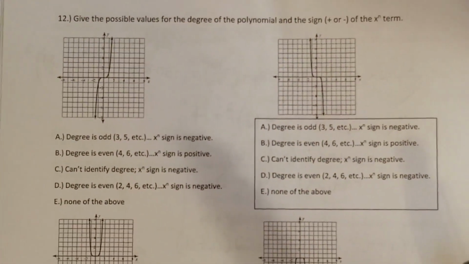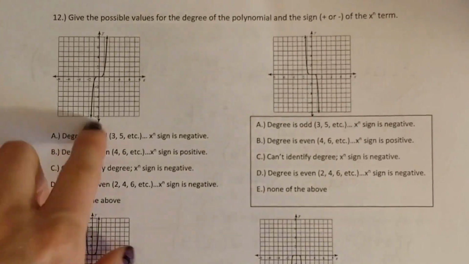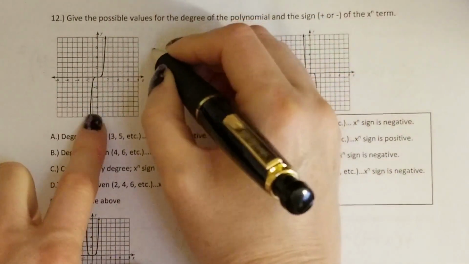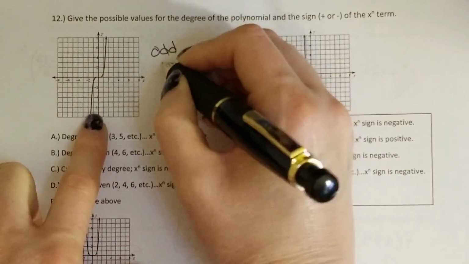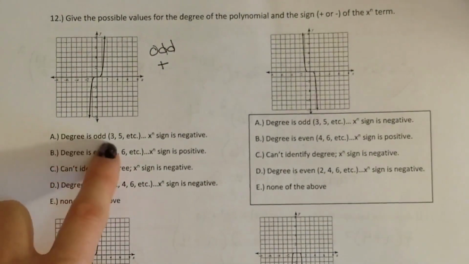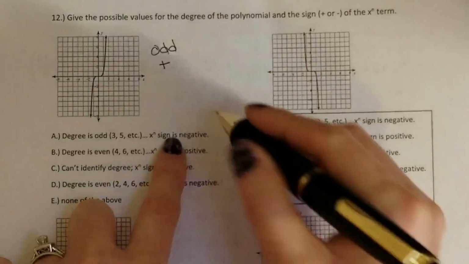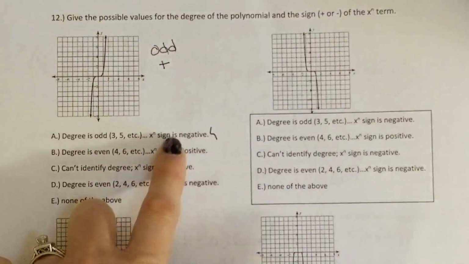Okay, number 12. Give the possible values for the degree of the polynomial and the sign, positive or negative, for the x to the nth term. Okay, so this one right here is odd and it is positive. So the degree would be odd, yes. The sign is negative, no. If it was negative, the S would have gone like that.